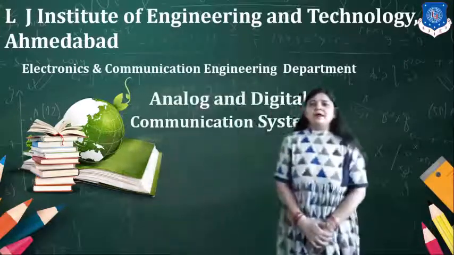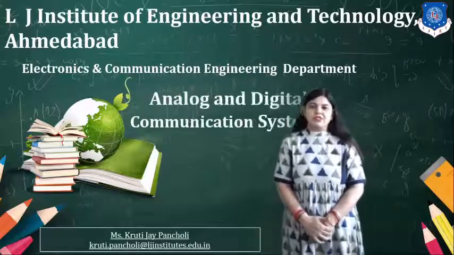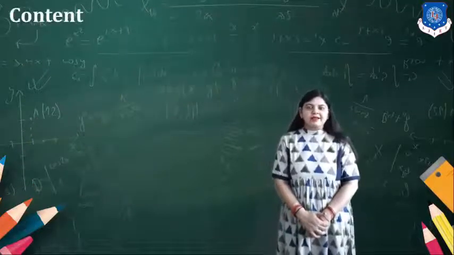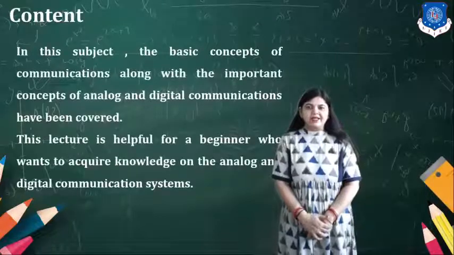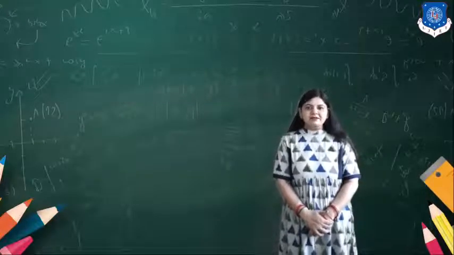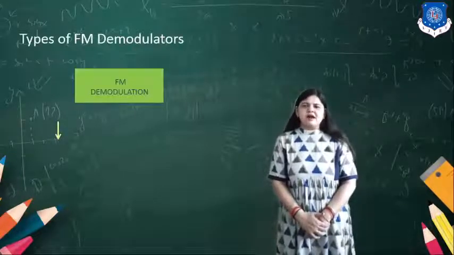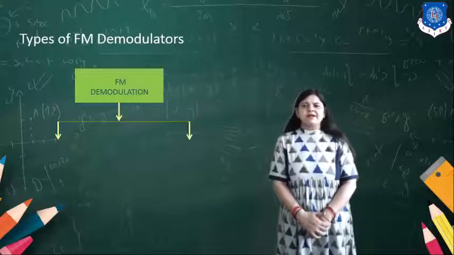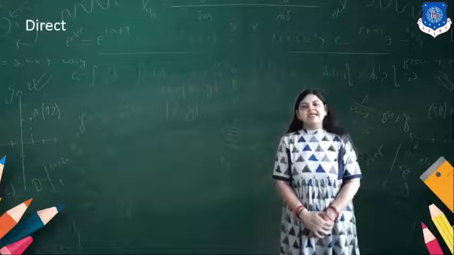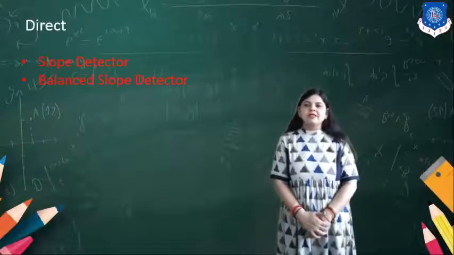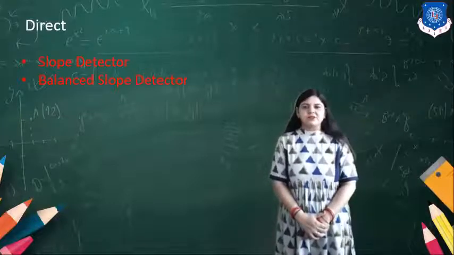So friends, in the last video we learned about FM demodulation. You know that FM demodulation is divided into two categories: one is the direct method and the other is the indirect method. The direct methods, the slope detector and the balanced slope detector, we learned in the last video.